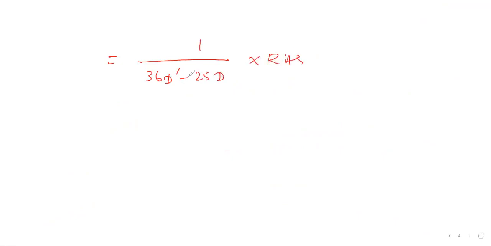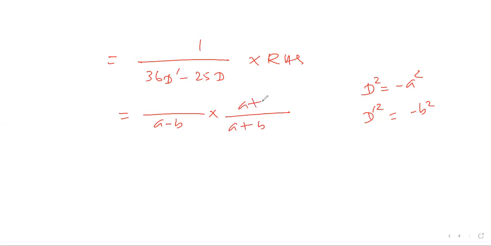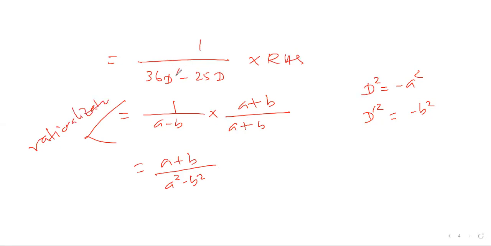But we already have the answer for this one, a squared, d dash squared minus b squared, something like this. So what they are doing is, if you have a minus b, to get a squared minus b squared, you have to multiply with a plus b, isn't it? So you get a plus b divided by a squared minus b squared. That is what we call rationalization. That's what they did.